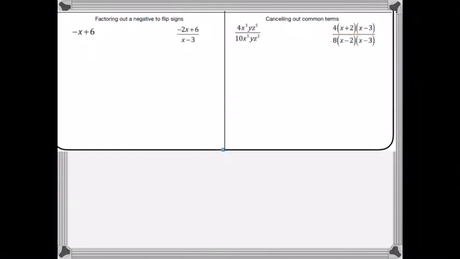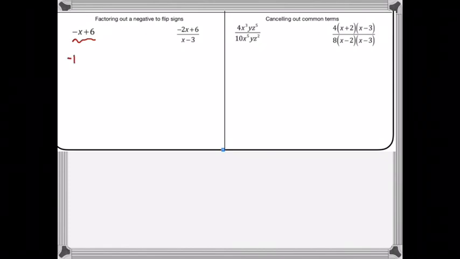Okay, one last skill that we need to go ahead and discuss before we get started is this business of flipping signs with negatives and canceling out common terms on the top and the bottom. So let's get started. For example, if I were dealt this and I wanted to flip the signs, I know that I could factor out a negative sign, and that is going to flip every sign that is within the polynomial, in this case a binomial.